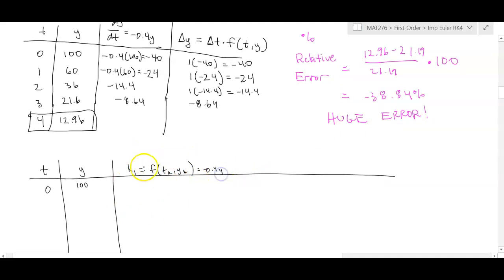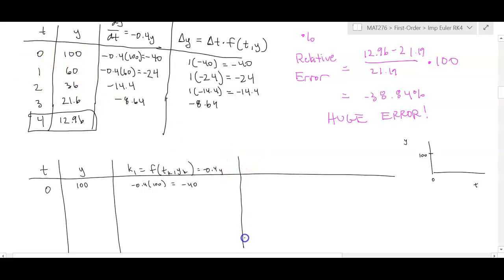So this one only depends upon the value of y. Once again, what we're going to get here is negative 0.4 times 100. That's going to give us the same slope of negative 40. Now what I want you to picture is that at time 0, here we are up at y equals 100. We have just determined that the rate of change is negative 40. So if we project that into the next unit of time, if we went to time 1, that would put us at 60. It would put us at the point (1, 60).